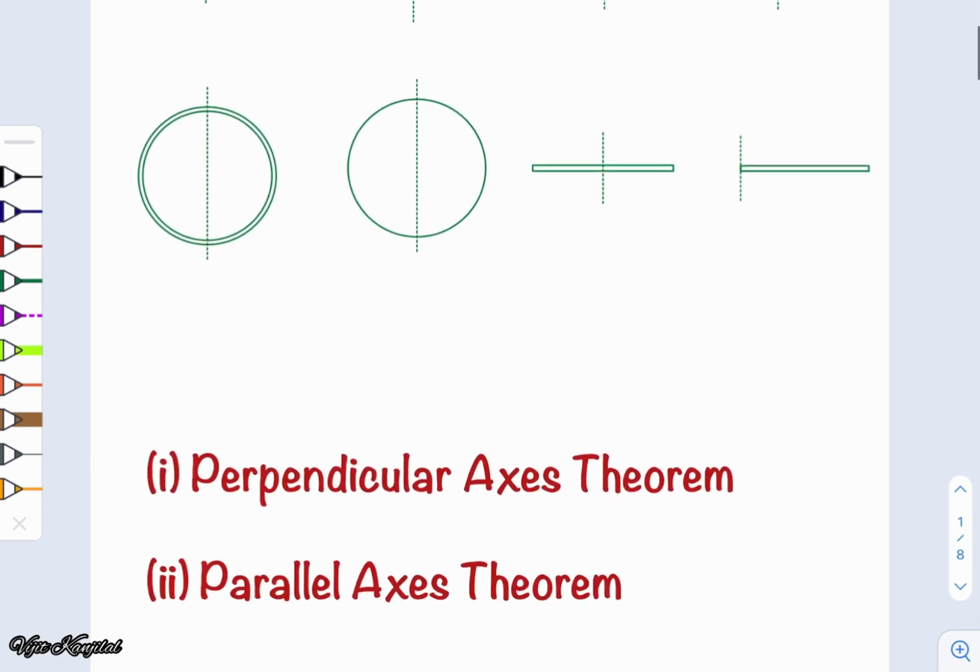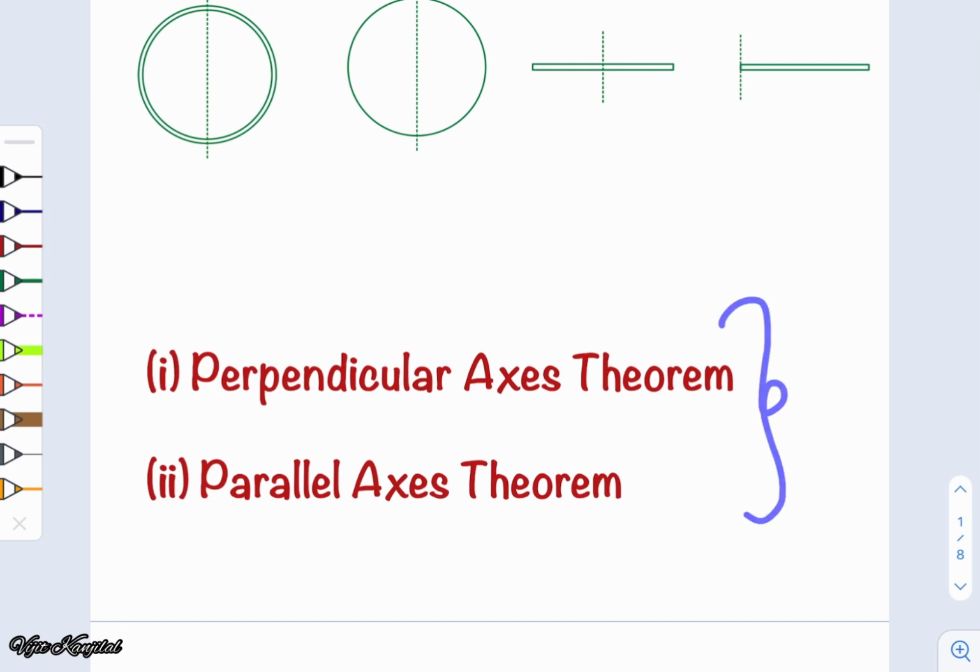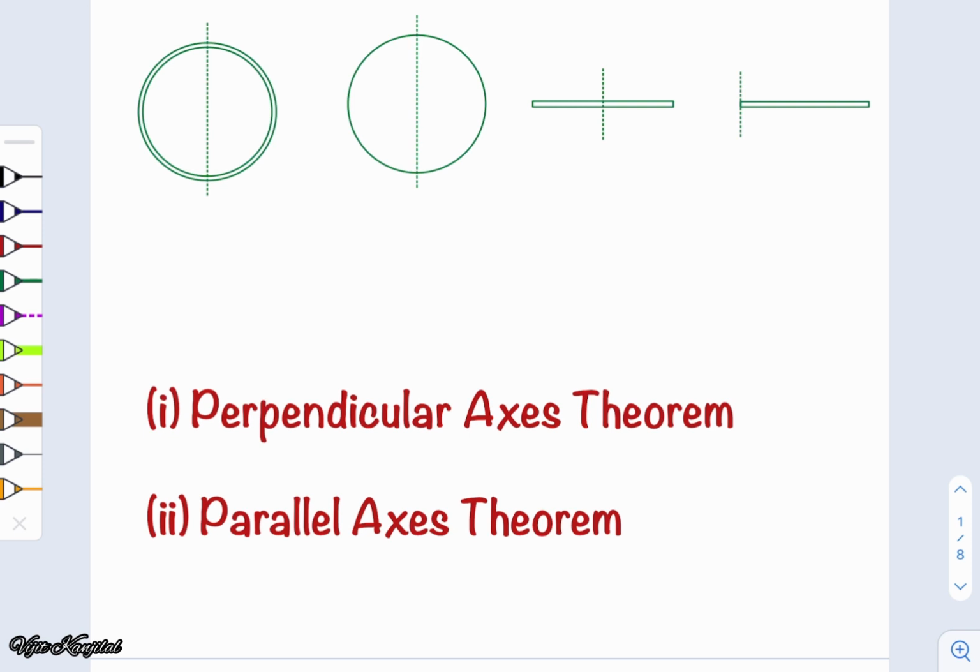Actually, there are two very powerful theorems which can simplify lots of our efforts, and these theorems are the perpendicular axis theorem and the parallel axis theorem. These two theorems are used to calculate the moment of inertia of a rigid body with respect to an axis of rotation if we know the moment of inertia of the rigid body with respect to some other axis of rotation. So this would be more clear as we move further. So let's start by understanding what is the perpendicular axis theorem.